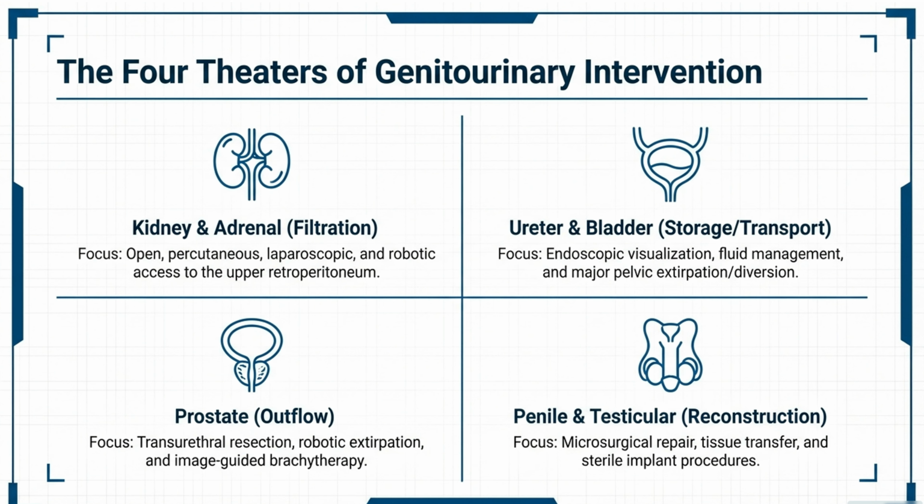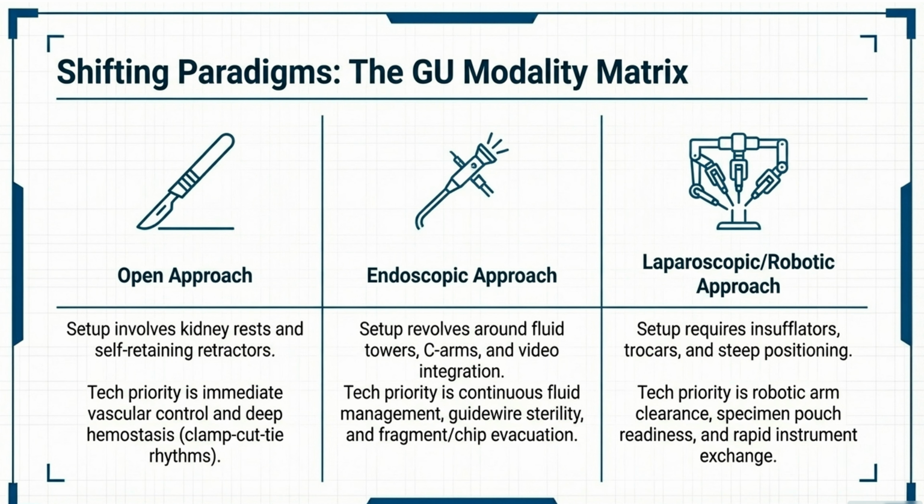GU surgery is divided into four main areas. You're going to have your kidney, adrenal, ureter, bladder, prostate, and penile testicular. Each area has unique procedural goals such as filtration, storage, outflow, or reconstruction. These categories help guide setup, instrumentation, and workflow. Understanding them allows the surgical tech to anticipate needs more effectively.